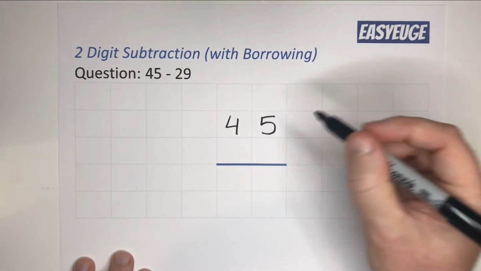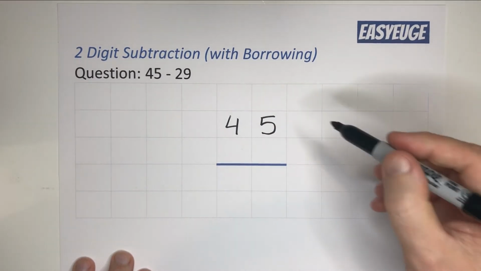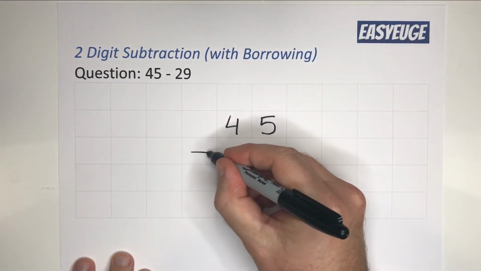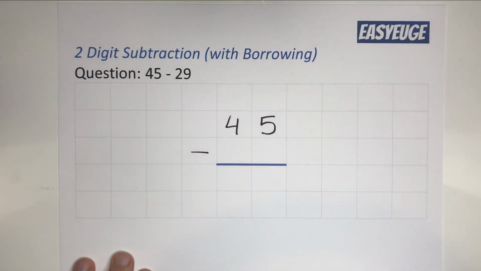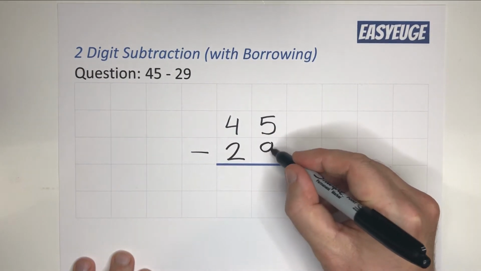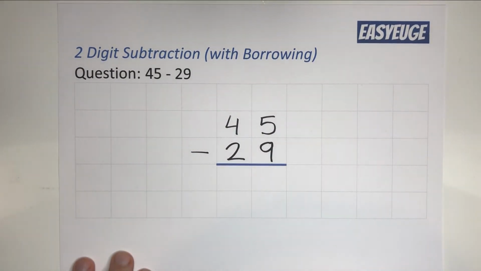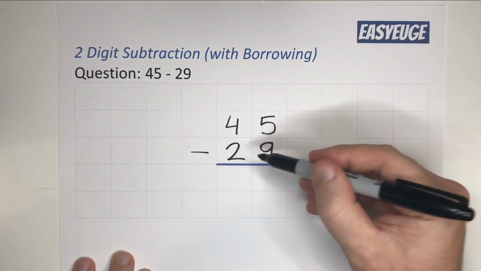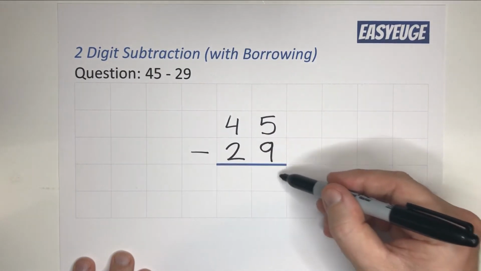45. We put the 4 in this box and the 5 in this box. And then we show the subtract symbol. That tells us what we're doing with these numbers. And let's write down 29. There we go, we have our question written down. 45 subtract 29. And the answer goes down here.